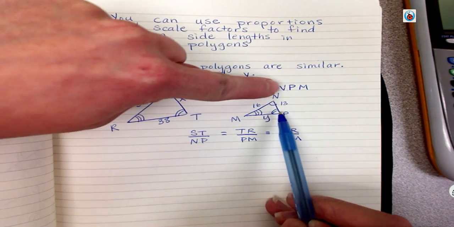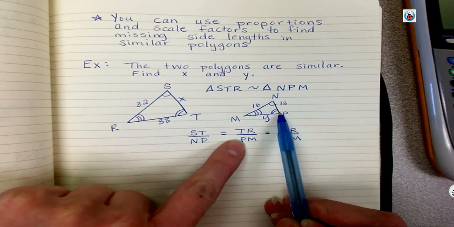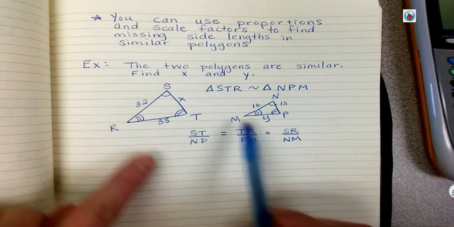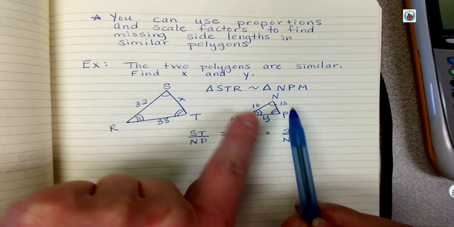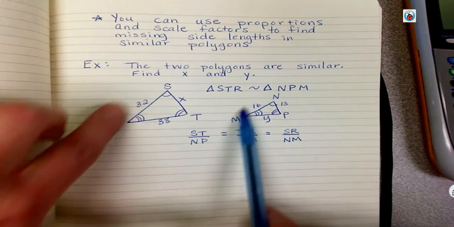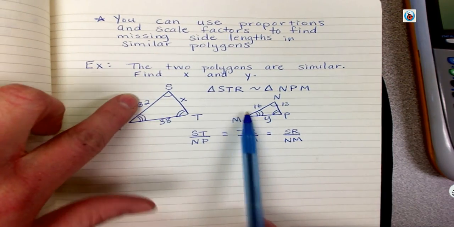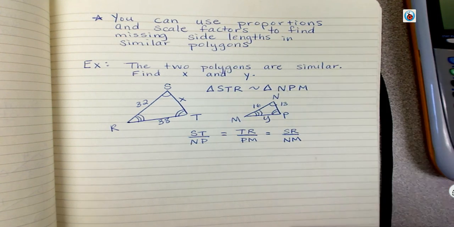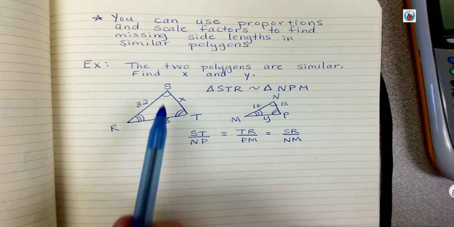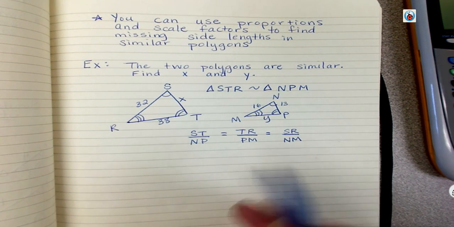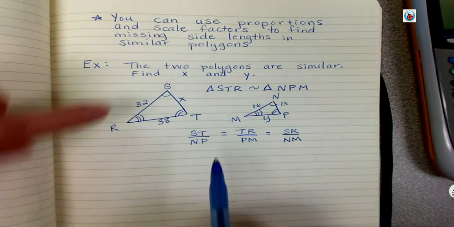ST matches with NP, that works. The second set, TR matches up with PM, and SR matches up with NM. And these are drawn very nicely where you can very clearly see what matches up. But I could have this triangle twisted all around, and it wouldn't be as easy to see. So it's very important to look at the matching angles and go ahead and try and write that similarity statement first. So now I'm going to write in the side lengths that we have.